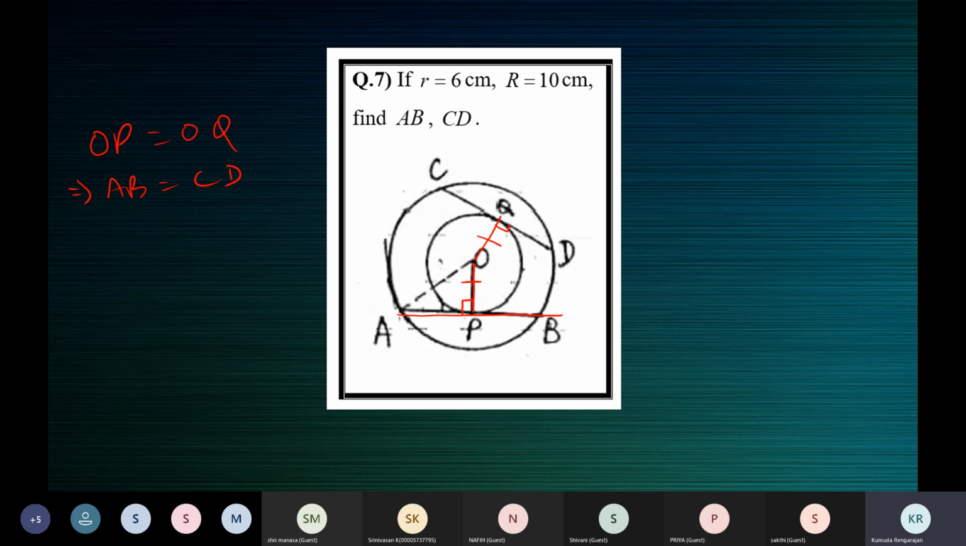OP is equal to OQ because they are radii of the same circle, the small circle. So the distances are equal. OP is the distance of AB from the center. OQ is the distance of CD from the center. The distances are equal, so the chords are equal in length. So AB is equal to CD. See, there are two theorems or two results. Equal chords are equidistant from the center. If the chords are equal, their distances from the center are equal. Converse: if the distances of the two chords from the center are equal, then the chords are equal. Here the distance OP is equal to the distance OQ, so AB is equal to CD.